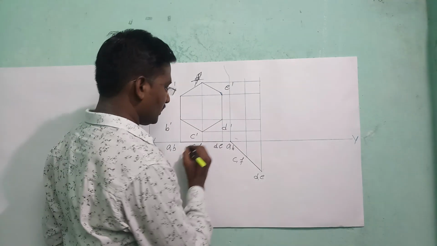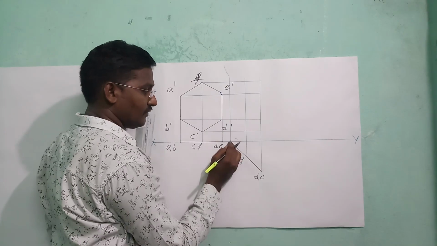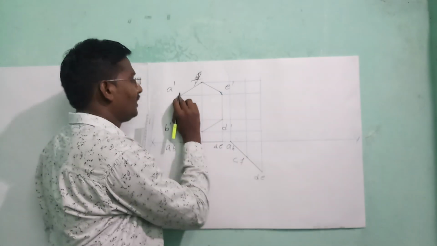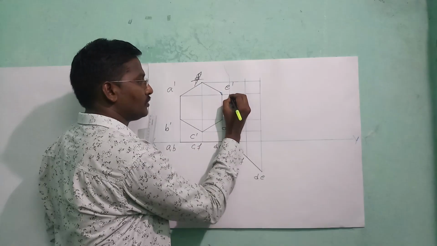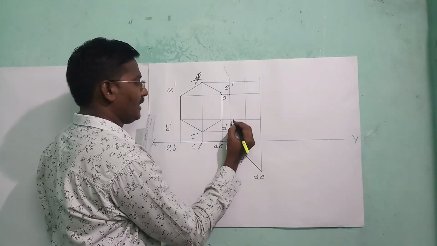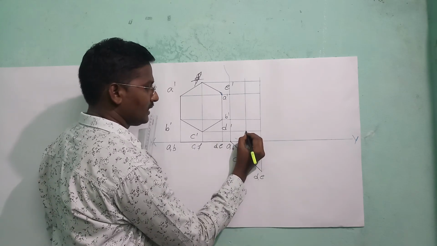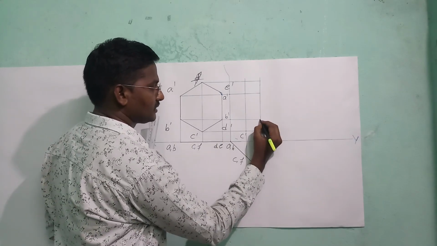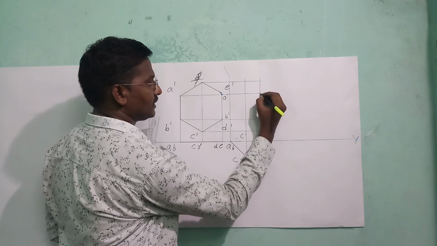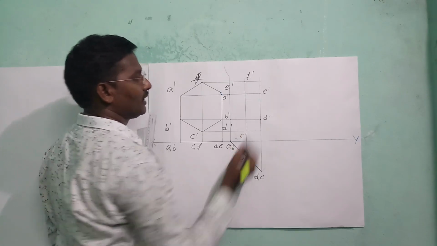Now look at the points. So this is the point A and this is the point A dash, where A projection line and A dash projection line are going to coincide. Take this point as A dash. Next B and B dash. Take this as B dash. Next C and C dash. Next D and D dash. Next E and E dash. Next F and F dash.